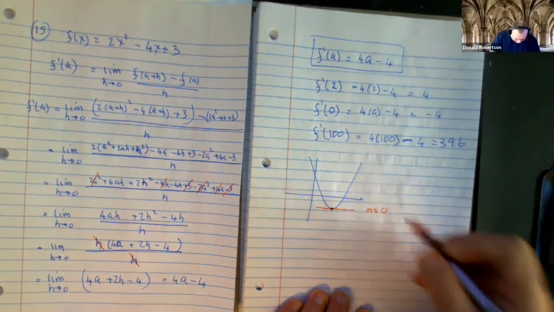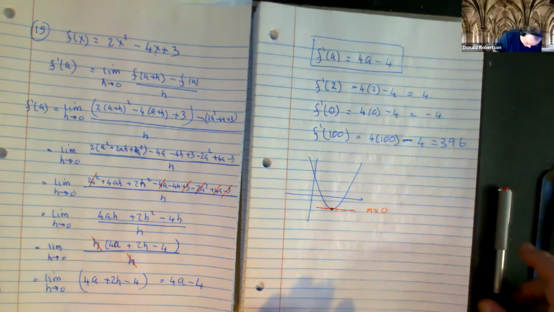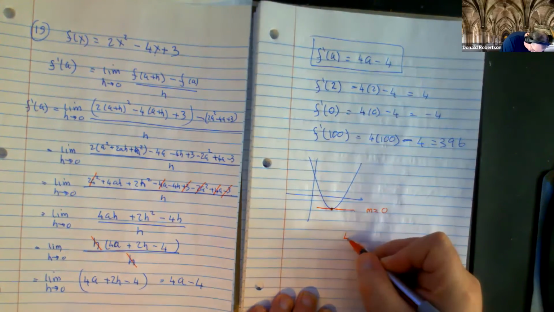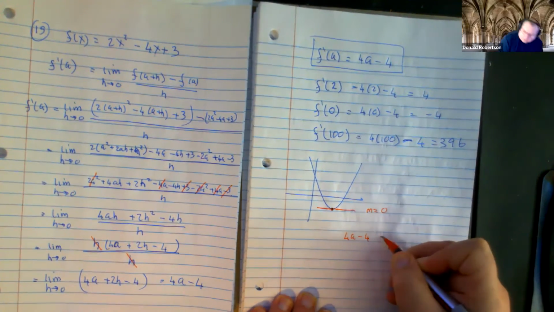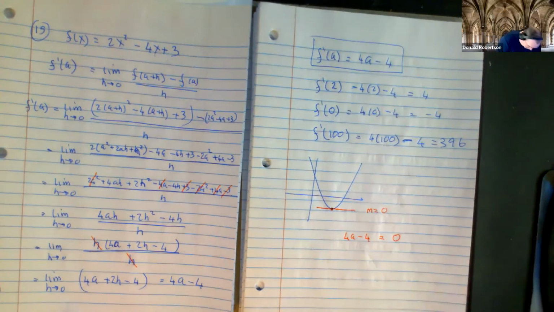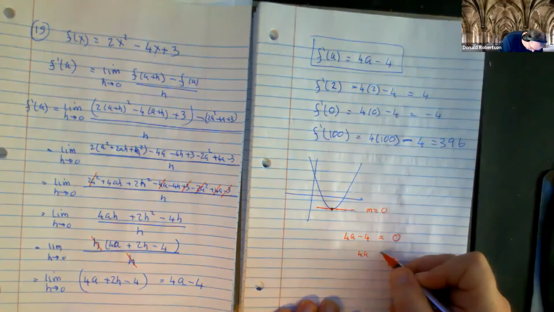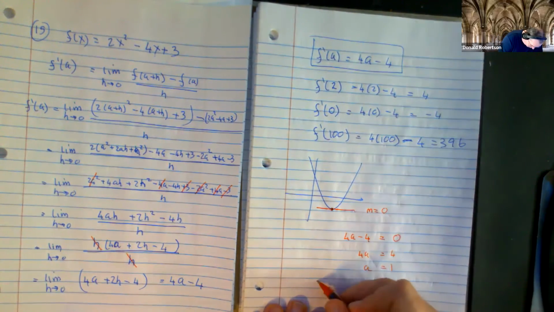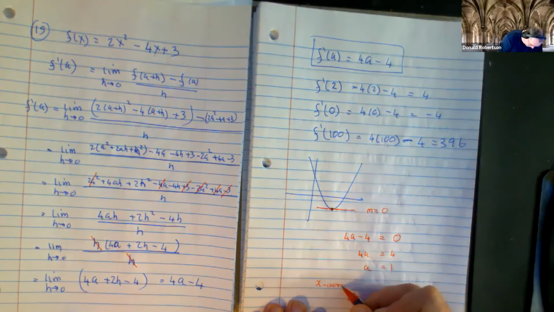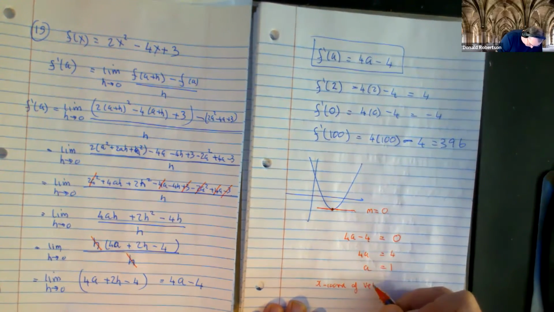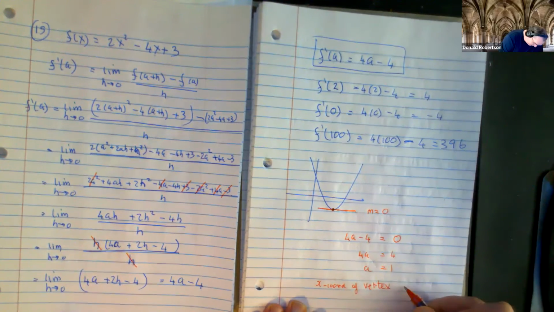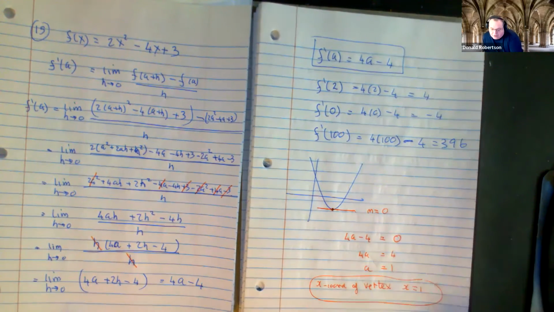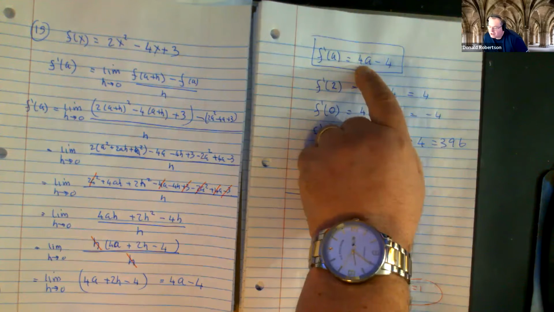Now, if f dashed of a just tells me the slope, then doesn't that mean that 4a take away 4 will be 0? Agreed? And if you solve, don't I now know the x coordinate of the vertex? Do you see how I managed to find the x coordinate of the vertex, by simply using this and finding out when it's 0?